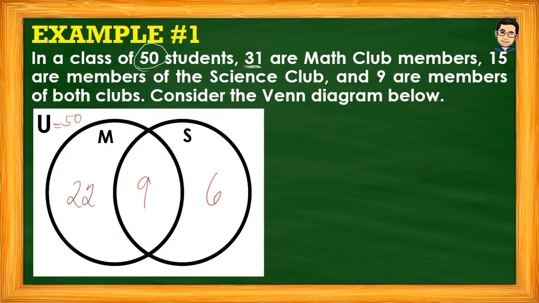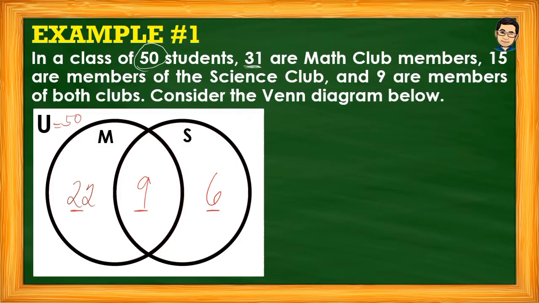Okay. So, ayan. Para i-check kung tama ba yung mga sinulat natin dyan sa Venn diagram, pwede nating i-add. So 22 plus 9, that is 31. And then plus 6, that is 37. So if you're wondering bakit 37 lang ang ating sagot dyan, it's because there are some students na hindi sila members ng kahit anong club sa dalawa na yan. So, hindi sila member ng math club o kaya naman science club.